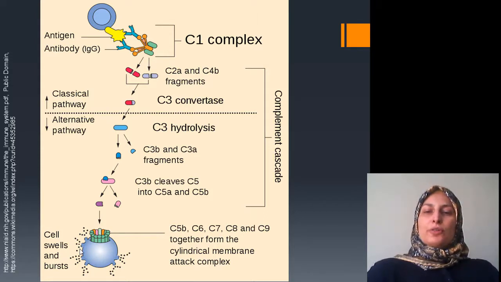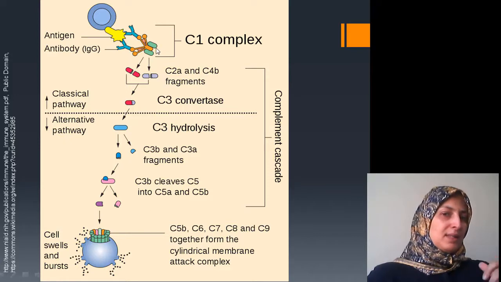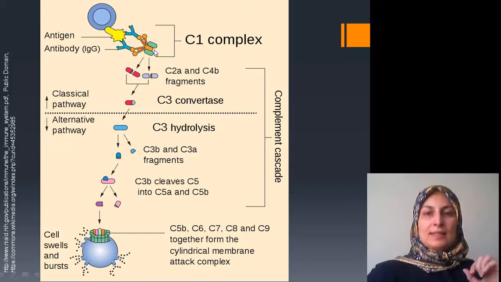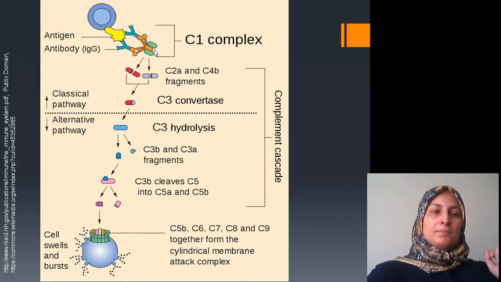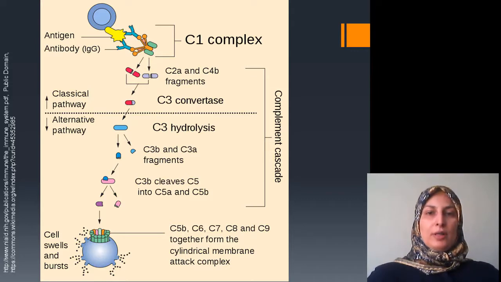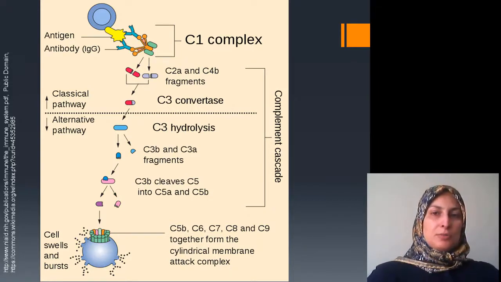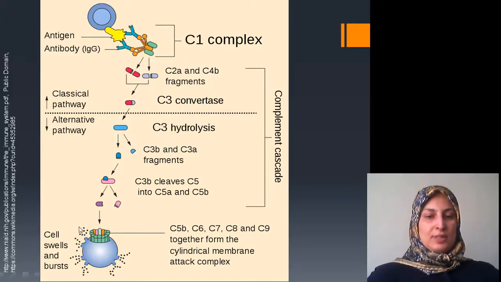Why do we need to go through these extensive steps? Why does the C1 complex not have the ability to just go straight and conduct its function? The reason is that we need several breaks, several control points or checkpoints before we have this end result.